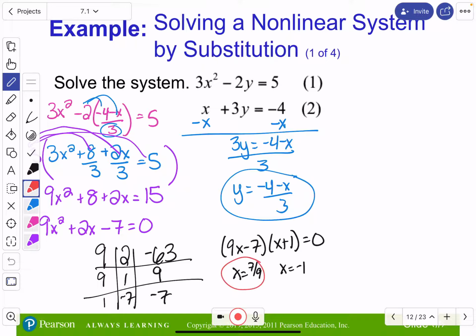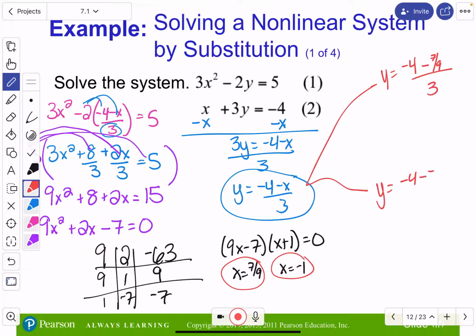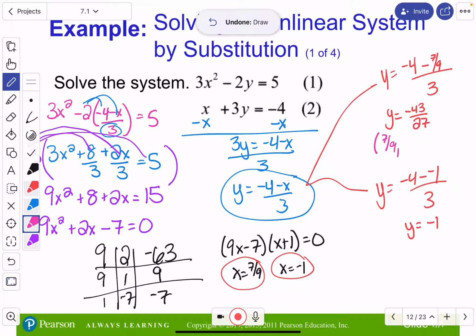So we have two x values, so we actually have to solve this twice. We have to solve it once when x is 7/9, and once when x is -1. If we put this in the calculator, we end up with -43 over 27. We put this in the calculator, we end up with -1. So that makes our solutions 7/9, comma, -43/27, and -1, -1.